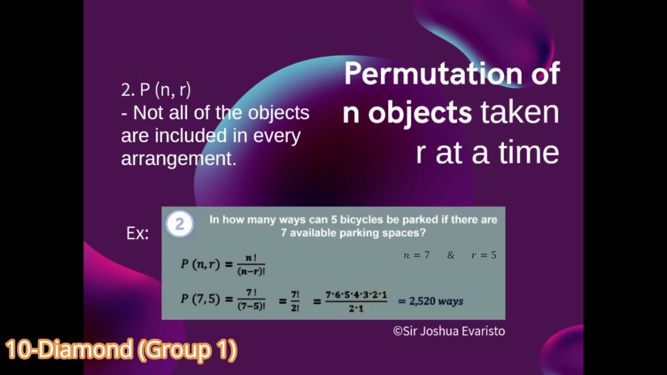Permutation of n objects taken r at a time can be illustrated in the form of permutation of n, r, where r is less than n. In this instance, not all objects are included in every arrangement. Permutation of n, r can be computed in the form of n factorial over quantity n minus r quantity factorial, where n is the number of objects and r is the number of objects taken at a time.